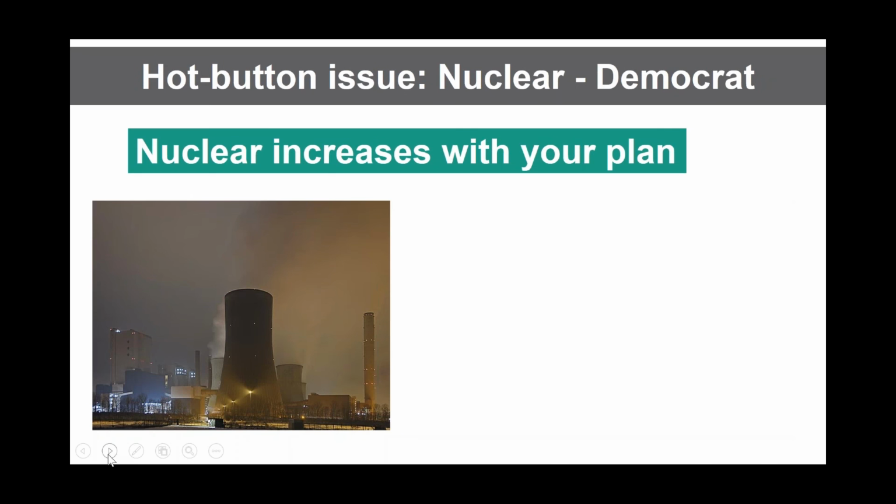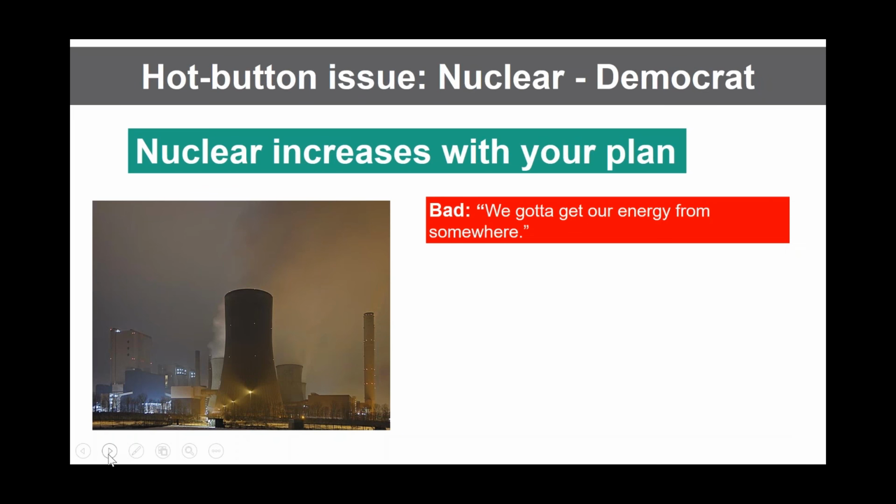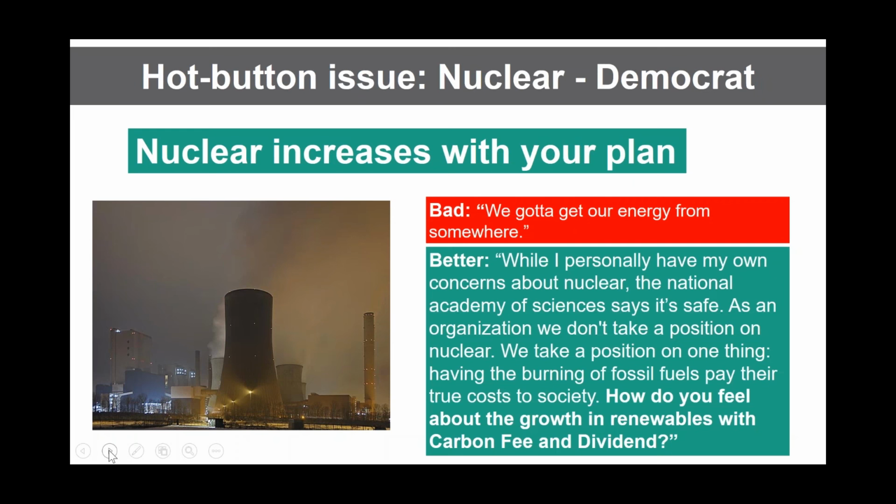So then in a Democratic office, you might hear something like, your report shows that nuclear will increase under your plan. There's kind of an implied accusation there. So a bad response would be, we got to get our energy from somewhere, very dismissive and curt. A good or better response would be, well, I personally have my own concerns about nuclear, but the National Academy of Sciences says that it's safe. So as an organization, we don't take a position on nuclear. We only take a position on one thing, and that's having the burning of fossil fuels pay their true cost to society. So how do you feel about the growth in renewables under carbon fee and dividend?